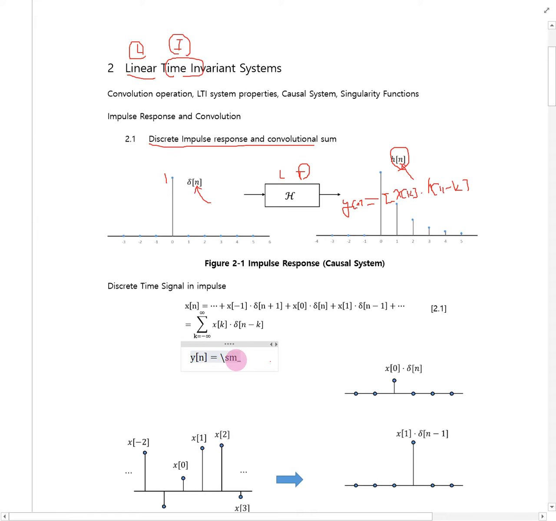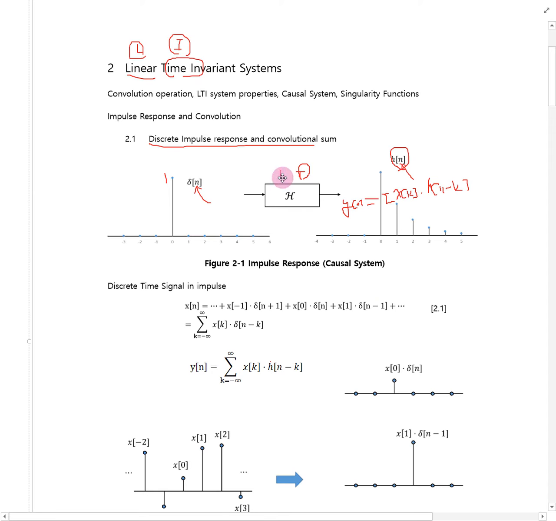Sum over k of x[k] times h something, like that. k moves from minus infinity to infinity. We also have the time invariant property of the system. The shifted version of the delta just shifts the output, which gives the correct output. So the output is also shifted by k. Yes, this is the convolution operation.